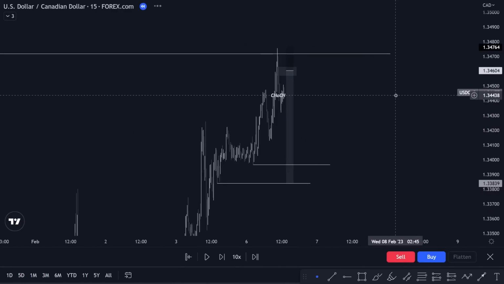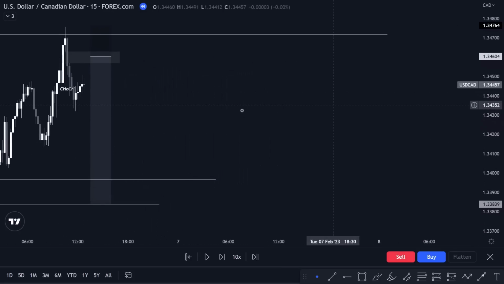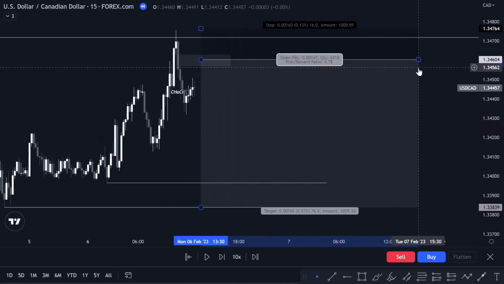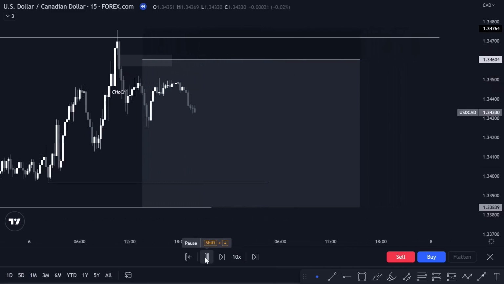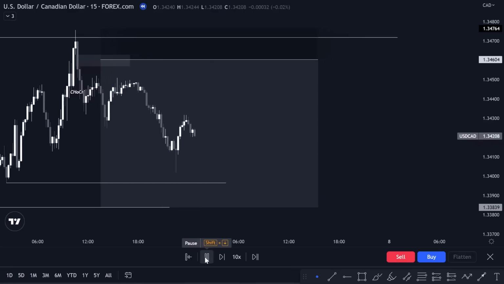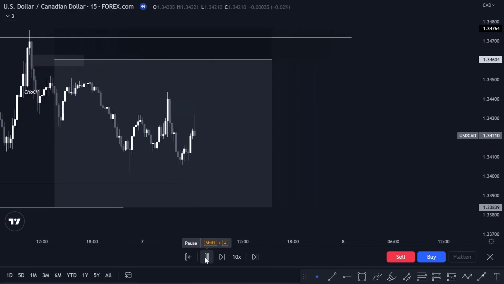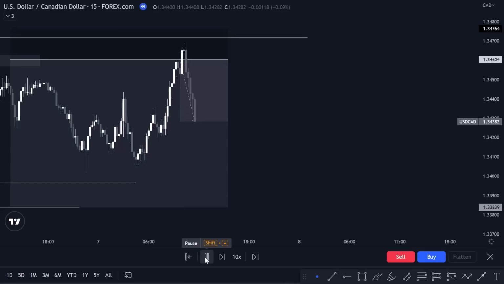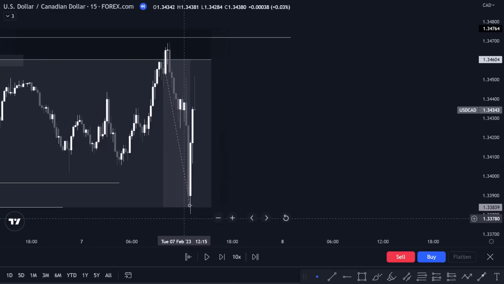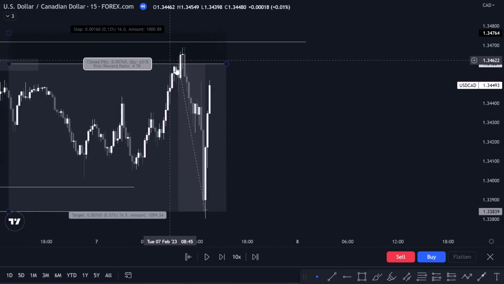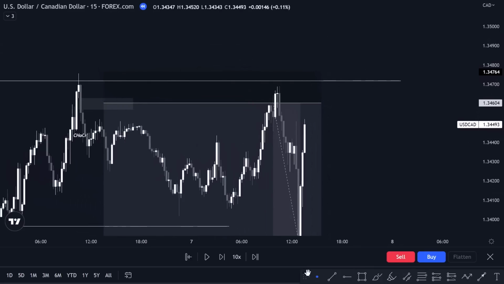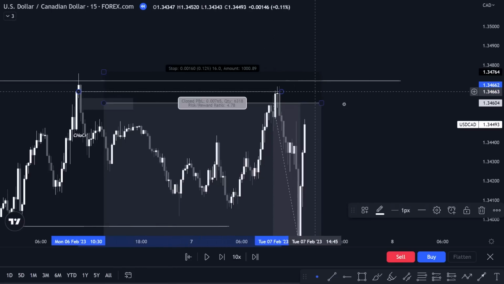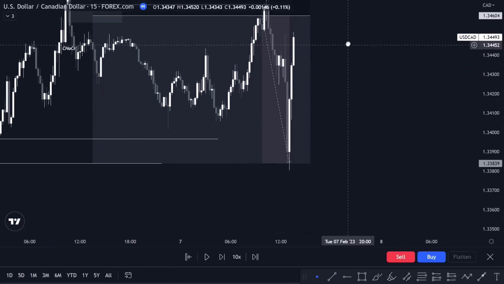Going to the 15 minutes, and then we'll see what happens. Price goes down, doesn't touch our entry, and then okay, we are in immediately. So we are in here, but price goes a little bit more to mitigate this order block. See right here, price exactly mitigates this order block, then goes down.